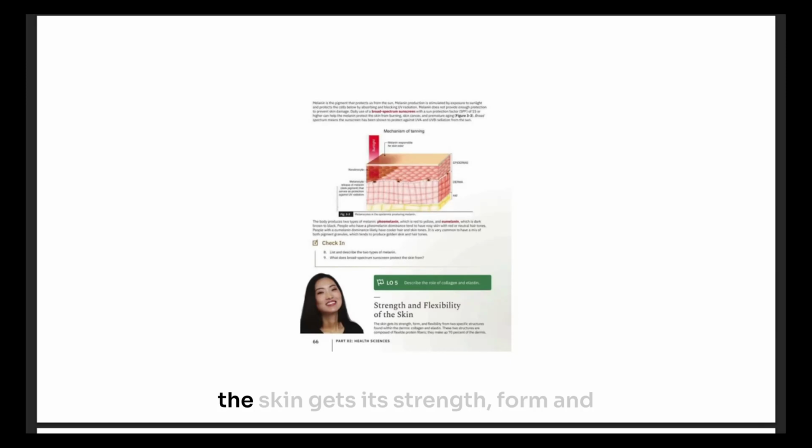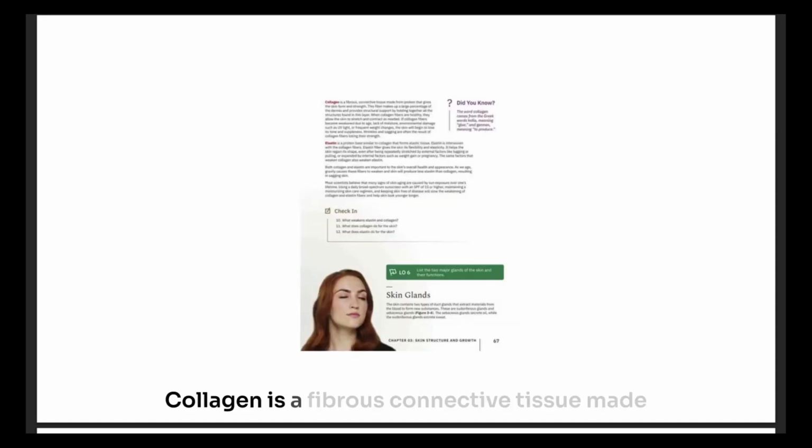The skin gets its strength, form, and flexibility from two specific structures found within the dermis: collagen and elastin. These two structures are composed of flexible protein fibers. They make up 70% of the dermis. Collagen is a fibrous connective tissue made from protein that gives the skin form and strength.